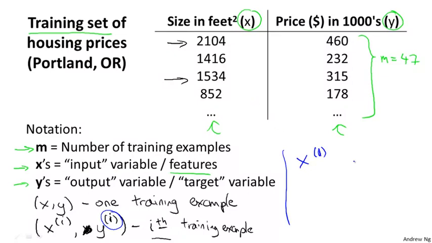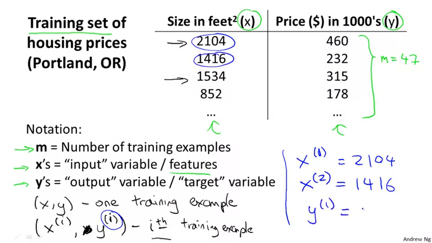So that's 2104, right? Because that's x in the first row. x2 would be equal to 1416, right? That's the second x, and y1 will be equal to 460, because that's the y value for my first training example. That's what that 1 refers to.